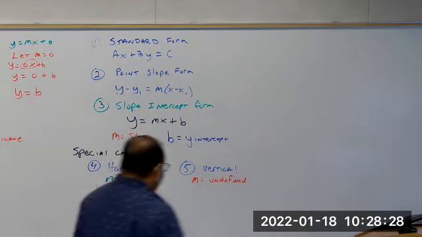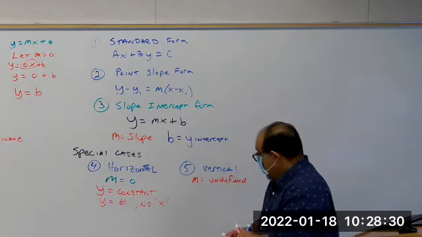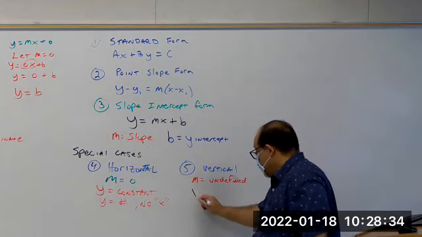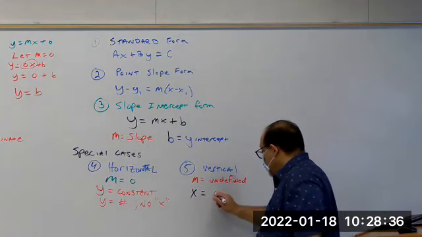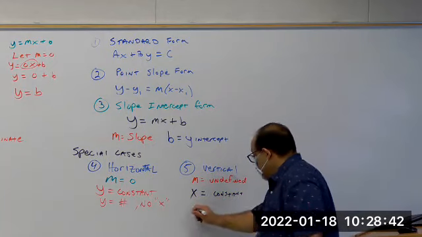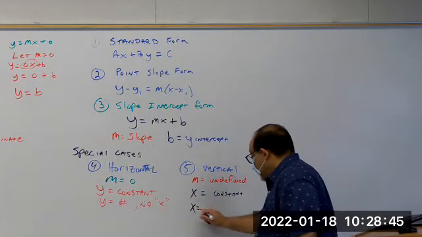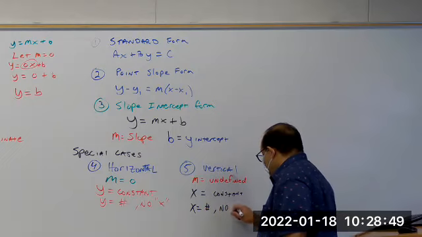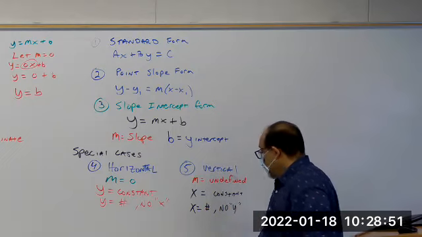The slope is undefined. And it must be the other one. X is a constant. X equals some number, and there is no y in the equation.